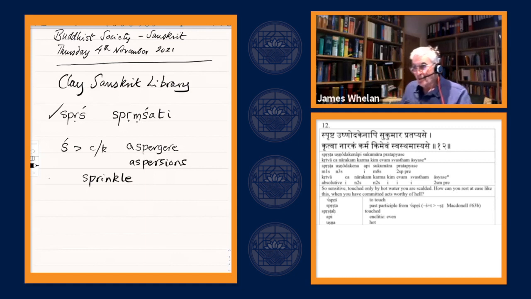Sprinkle. So our word sprinkle actually comes from that lovely old root sprish. So here he's saying, even if you are so much as splashed with boiling water, you're scalded, you're burnt. So from sprish, we get the past participle sprishta.